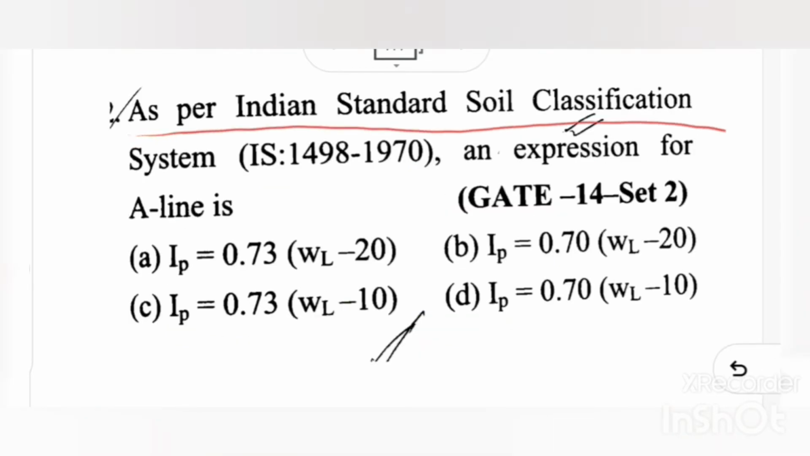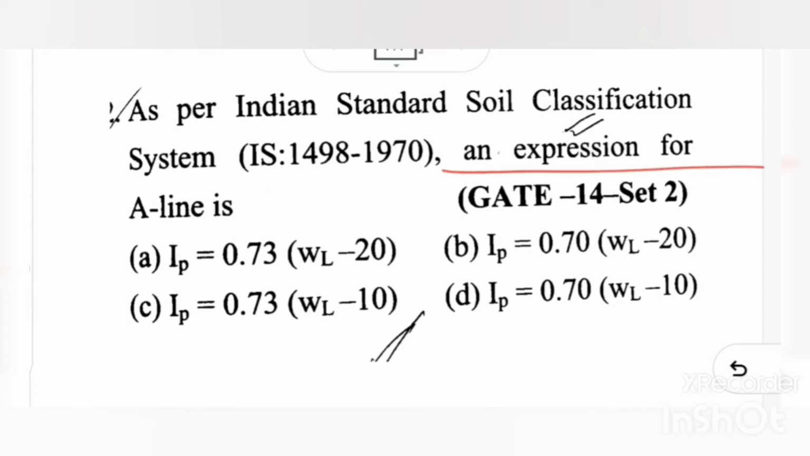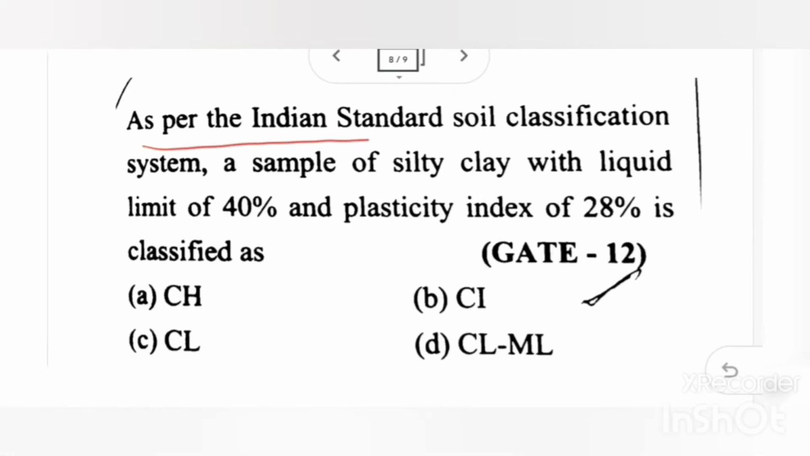As per the Indian Standard Soil Classification System IS 1498-1970, an expression for the A line is? Just like in the previous problem, we used the IP equation to locate the A line. So it is IP equals 0.73 into WL minus 20. As per the Indian Standard Soil Classification System, a soil sample, silty clay with liquid limit 40% and plasticity index 28%, is classified as?